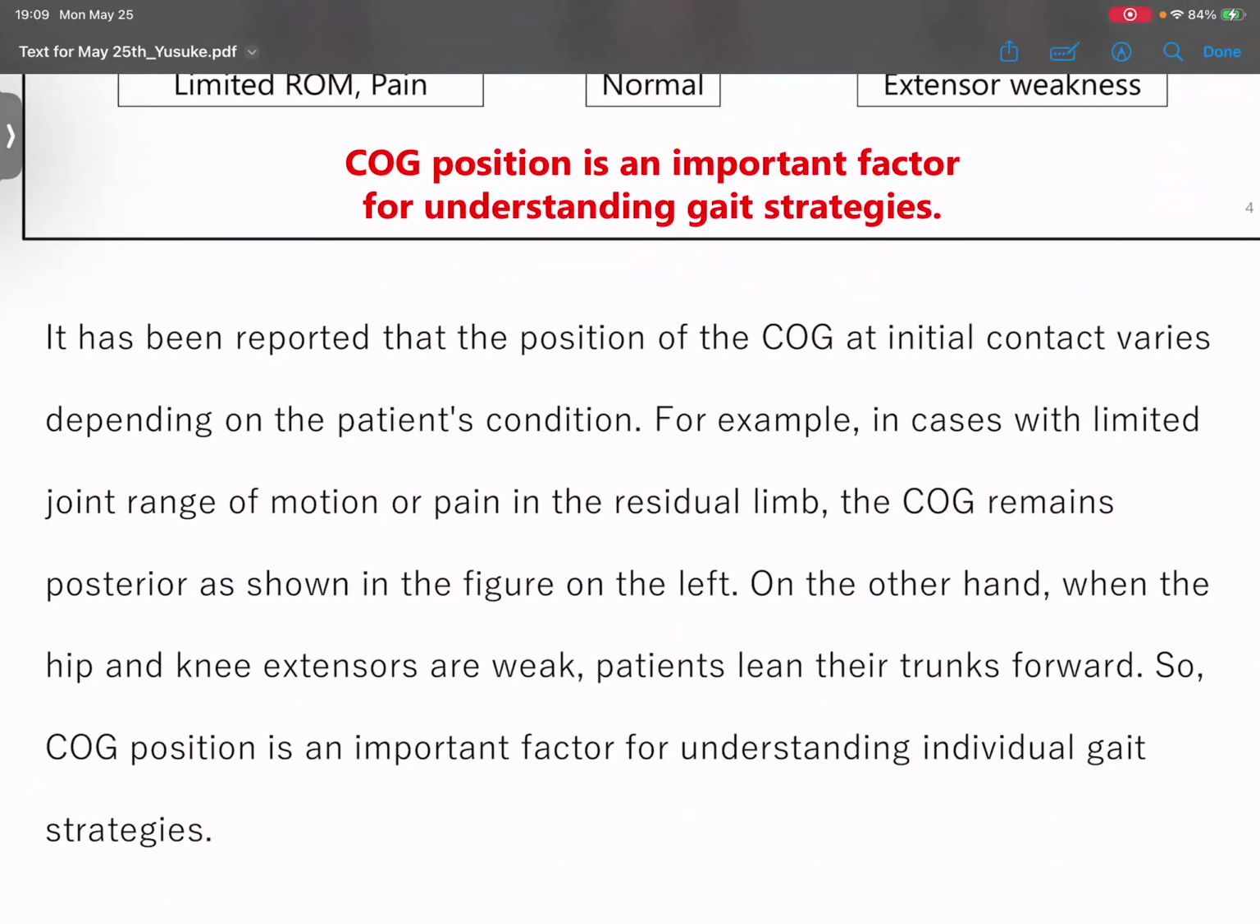It has been reported that the position of the COG at initial contact reported. Reported. One more time, reported.